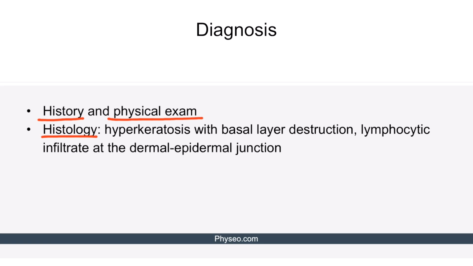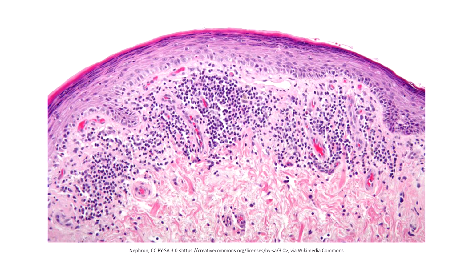destruction and a lymphocytic infiltrate at the dermal-epidermal junction. In this image, we can appreciate some of the histopathological findings of lichen planus. At the top of the image, you can see hyperkeratosis. You can also see a prominent lymphocytic infiltrate at the dermal-epidermal junction. And finally, there is destruction of the basal layer, which is also characteristic of lichen planus.